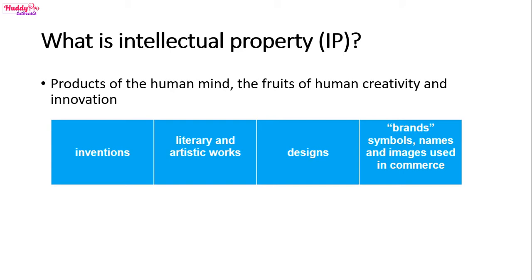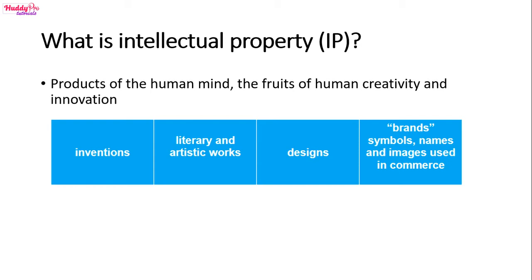We sometimes abbreviate it as IP. Now, intellectual property, or IP, refers to the creations of the mind, such as inventions, literary and artistic works, designs and symbols, the names and the images in commerce. So intellectual property is seen as a category of property that includes intangible creations of the human intellect.